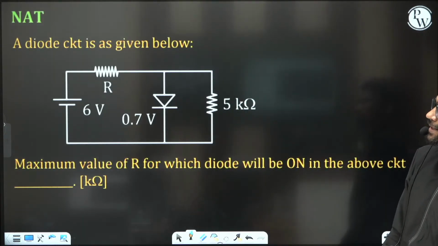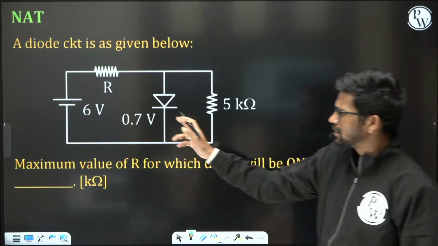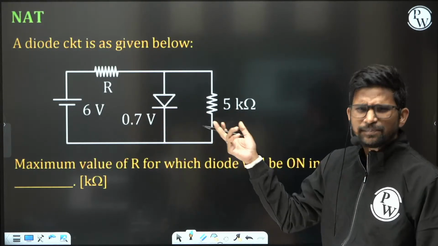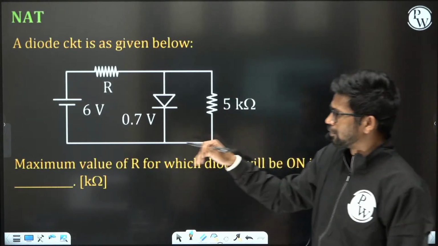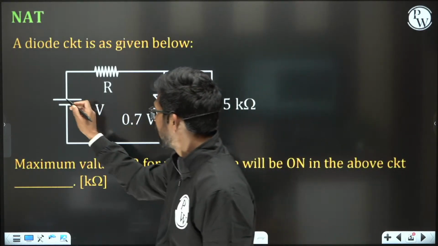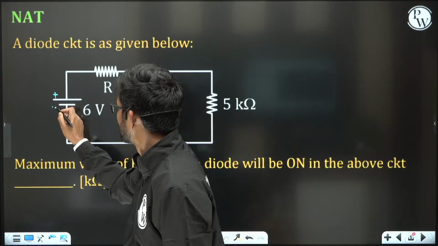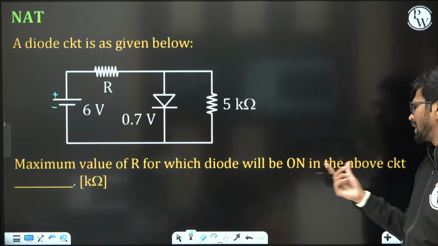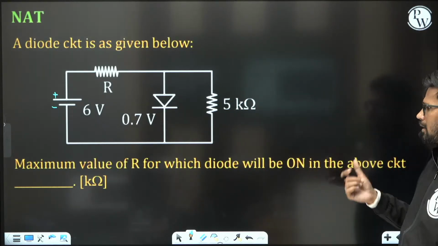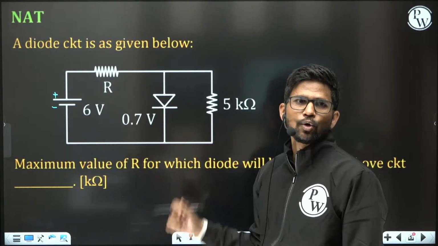A diode circuit is as given below. A diode, this 0.7 volt definitely will be your cut-in voltage. This is 5 volt, this is R, and this is a plus minus 6 volt battery. Maximum value of R for which diode will be on in the above circuit in kilo ohm will be.